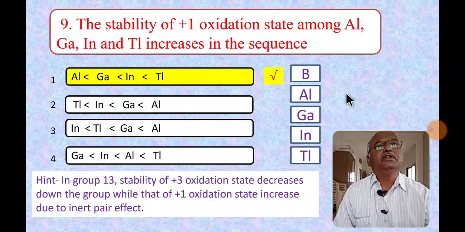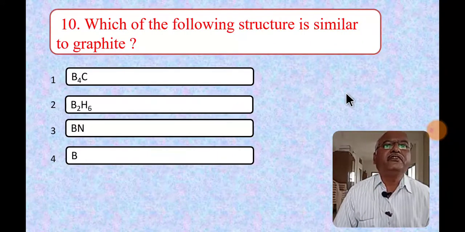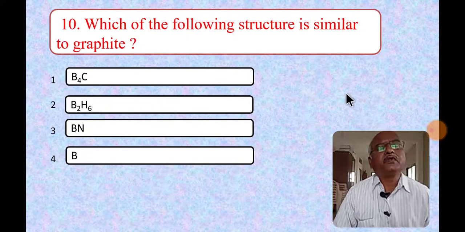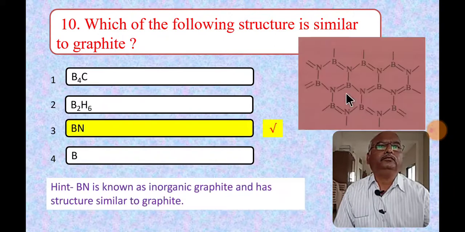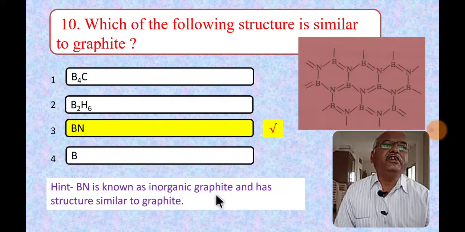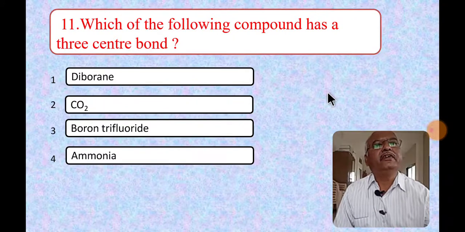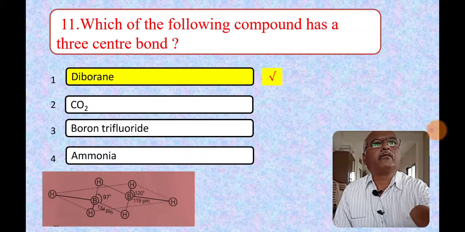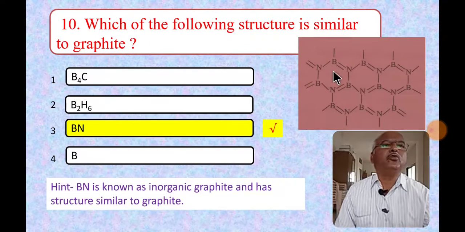Next question. Question number 10. Which of the following structure is similar to graphite? Select the correct answer. Boron nitride is known as inorganic graphite and has structure similar to graphite. The structure of boron nitride is like this. This is the structure of boron nitride.